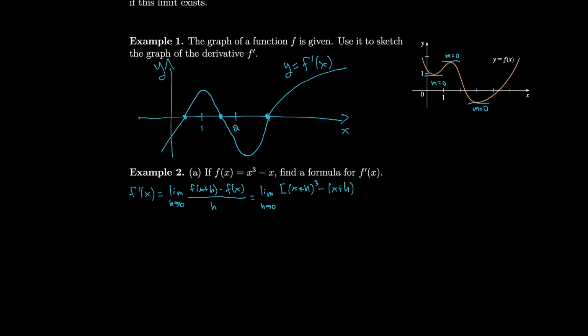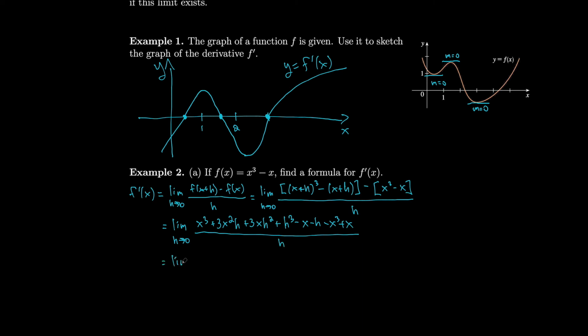So at this point, instead of writing x cubed minus x, we write x plus h cubed minus x plus h. So that's for f of x plus h. Then we subtract off f of x, which is x cubed minus x. Okay, if we expand everything, it looks a little bit messy, but it should work out in the end. We get x cubed plus 3x squared h plus 3x h squared plus h cubed minus x minus h minus x cubed plus x over h.